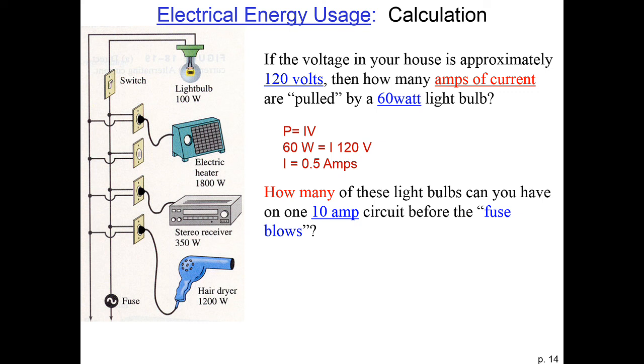Next, we want to know how many light bulbs we can plug into our room. So if it has a limit of 10 amps, well, each light bulb needs 0.5 amps. So 20 bulbs times 0.5 gets us to the 10 amps. So we have a maximum of 20 bulbs on our 10 amp circuit breaker.